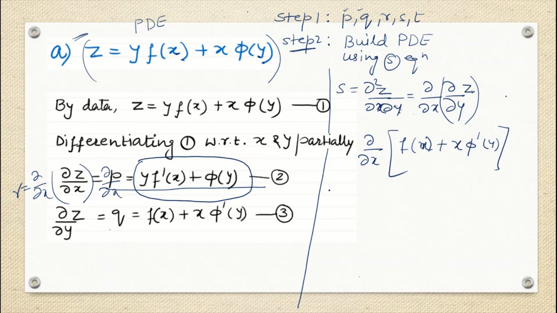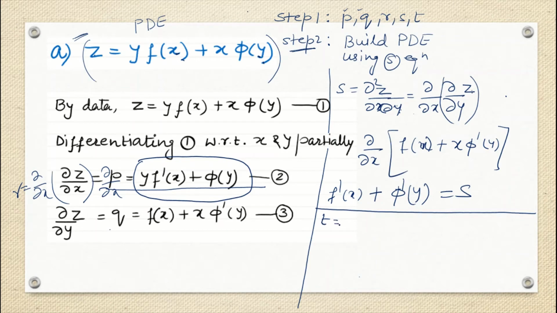Okay, so this will be my f'(x). The first term is f'(x) plus the second term, which is what? φ'(y) is constant with respect to ∂/∂x, and this is my x, so this will be 1. Fine. So ∂/∂x of x gives 1, and this is nothing but my s. Okay. I'm going to find t.